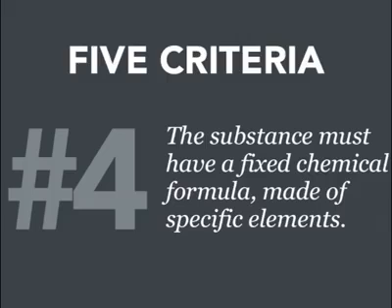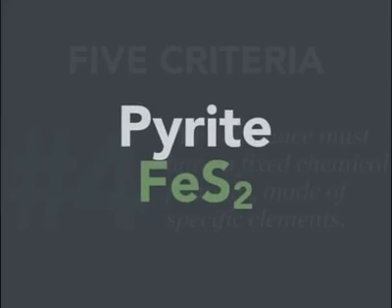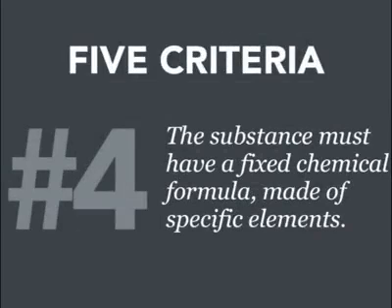Number 4, the substance must have a fixed chemical formula, meaning it's made up of a specific combination of elements. Let me give you an example. The mineral quartz is composed of silicon and oxygen bonded together, specifically 1 silicon bonded to 2 oxygen atoms. All quartz is made of this chemical formula. Another example, pyrite, often known as fool's gold, has a chemical formula of Fe, which is iron, and S, which is sulfur. And when these are bonded together in this particular arrangement, you get pyrite. So criteria 4 is that the substance must have a specific or fixed chemical formula. Has to be made of a specific recipe, if you will, of elements.